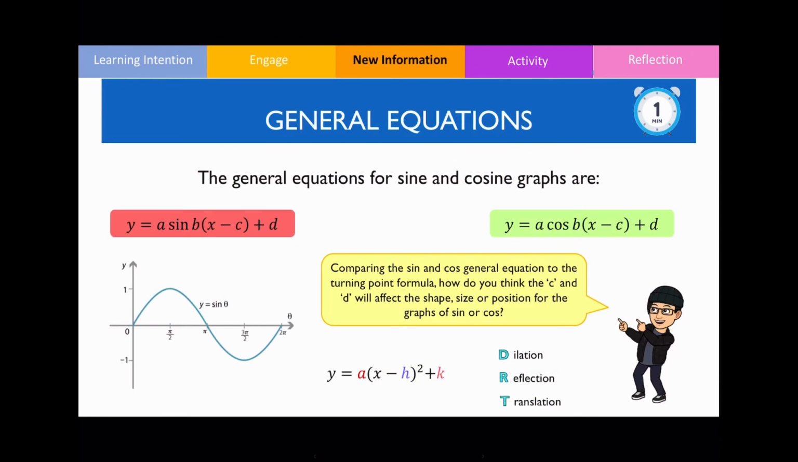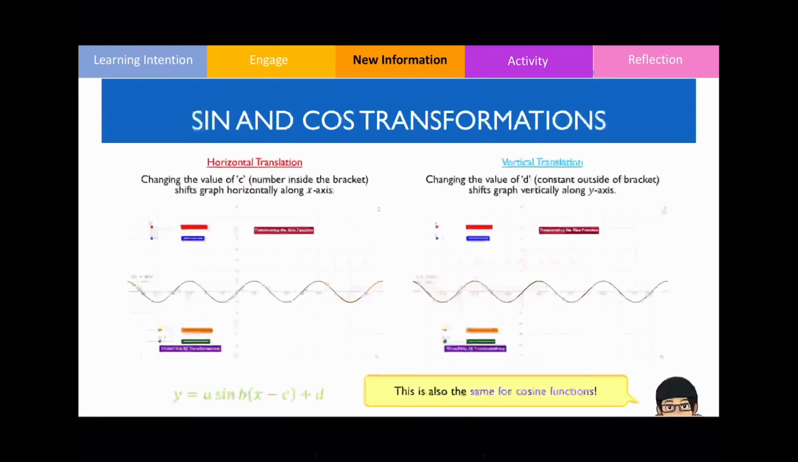Now that we've gone through how A changes the graph, can you tell me how the values of C and D affect the shape and size of this particular graph, based on your knowledge of the turning point formula? If you have answered this correctly, then changing the values of C and D changes the horizontal and the vertical placement of the actual graph itself.